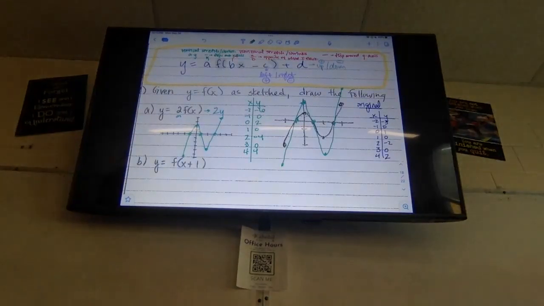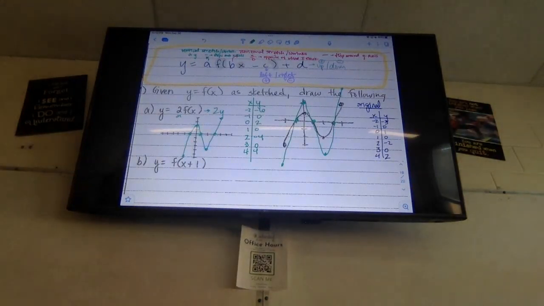Yeah. Okay. Again, if you don't like doing this little T-chart, you don't have to do it. But if you have trouble, I suggest you doing it. If you don't use that T-chart, then I would go to each point and be like, okay, I was at -2, -3. Now I have to multiply that y by 2 and just do each point in my head like that, okay?